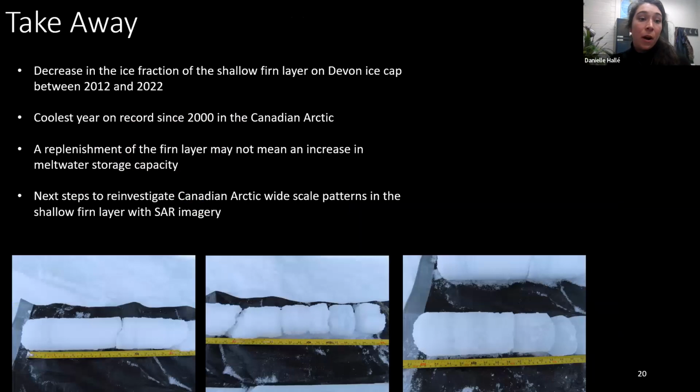So takeaways from the talk is that there has been a decrease in the ice fraction between these 2 time points on Devon Ice Cap, which is potentially due to the coolest year on record since 2000 in the Canadian Arctic. And I want to understand if this replenishment of the firn layer means an increase in meltwater storage capacity, and the next steps will be to investigate this at a Canadian-wide Arctic scale.